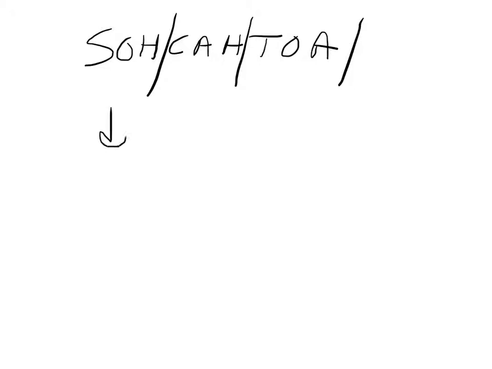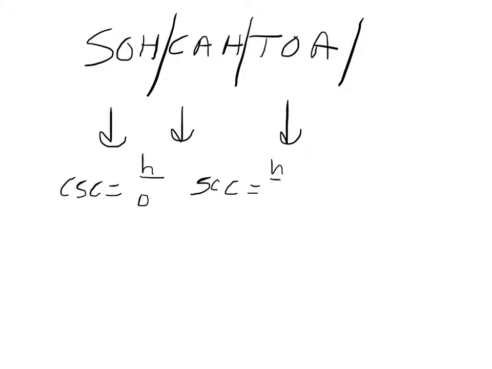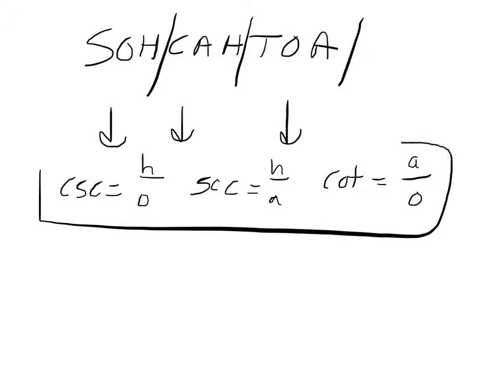From that, you also get the reciprocal relationships. For example, the cosecant would be the hypotenuse over the opposite. The secant is going to be the hypotenuse over the adjacent, and for the cotangent, you're getting the adjacent over opposite. And we've looked at that for the last couple of weeks.